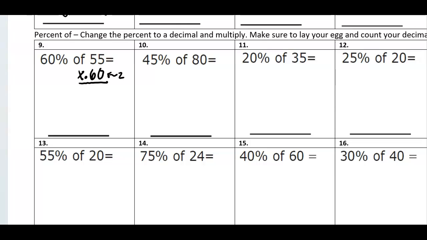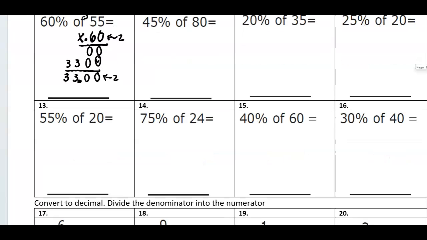You know you have 2 decimal points at the end, so when you multiply, you're going to go 0 times 5, 0. Lay an egg. Again, everything's lined up. 6 times 5 is 30, so you put down your 0 and you carry your 3. 6 times 5 is 30, plus 3 is 33. So add this up, 0, 0, 3, 3. Your answer is not 3,300. You had 2 numbers beyond the decimal point, so you're going to have 2 numbers beyond the decimal point in your answer. 1, 2, so 33.00 or just 33.